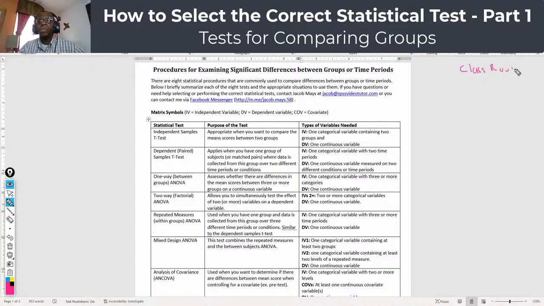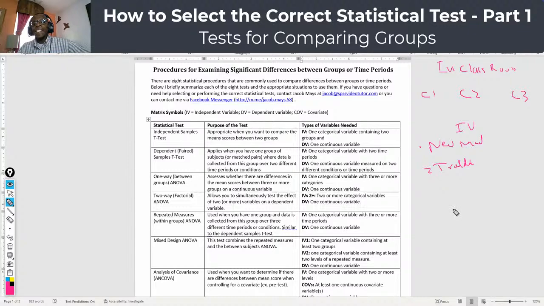All right, just like it was before. We've got classroom 1, classroom 2, and classroom 3. Right? Then we've got, so this is IV1. And then we've got IV2, which is teaching approach. So we've got new math, and then we've got traditional. Okay? So new math is one approach, traditional is another approach.